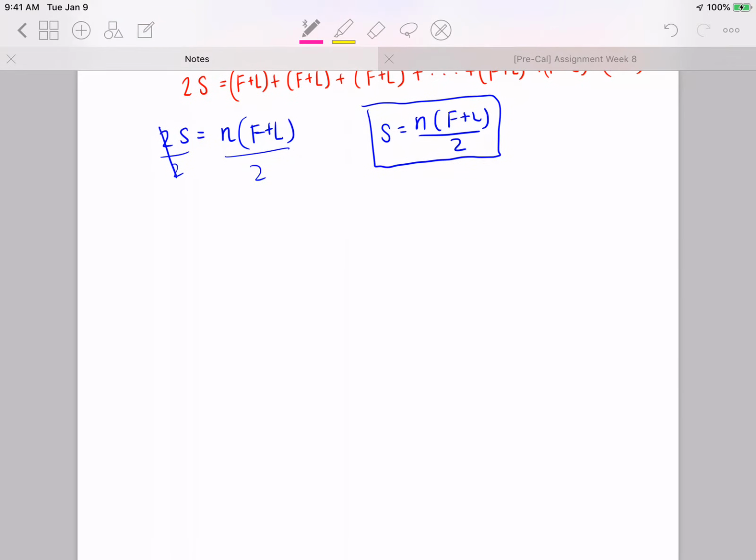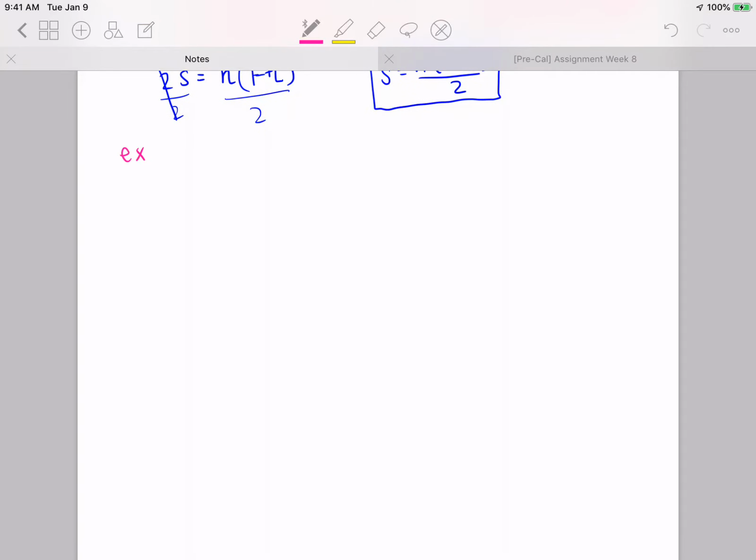Let's do 2 examples. Actually, I'm going to do 1 example, and the other is your homework problem. So let's look at 3 plus 8 plus 13 plus 18 plus dot dot dot plus 103 plus 1003 and 1008. From 3 to 1008, if I'm skipping numbers like this, I actually don't know how many numbers there are.